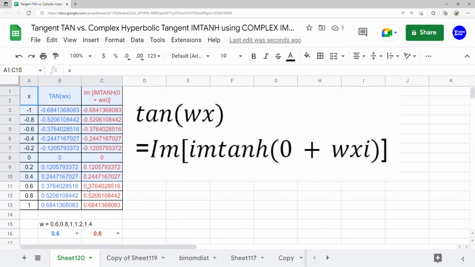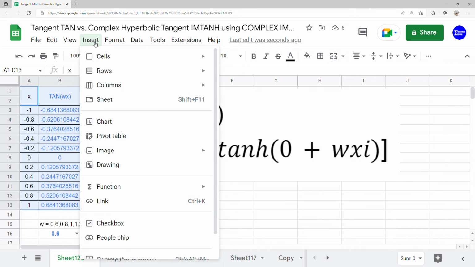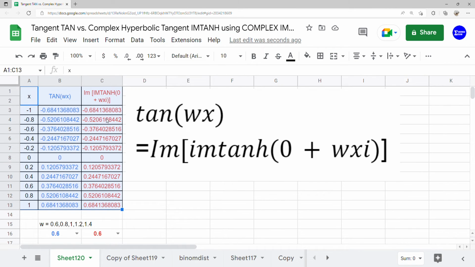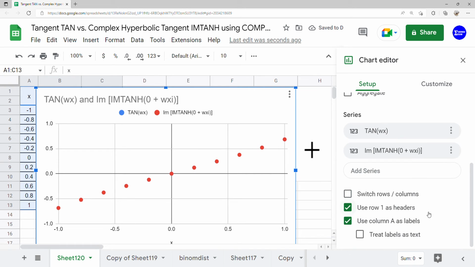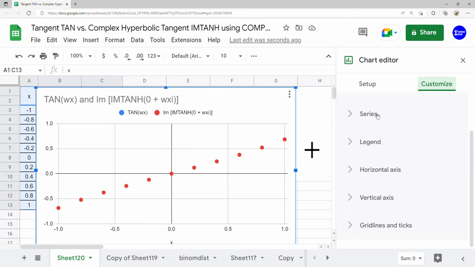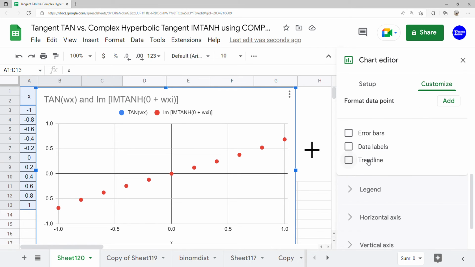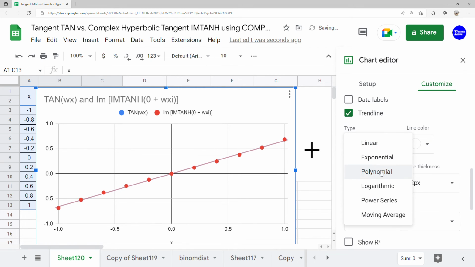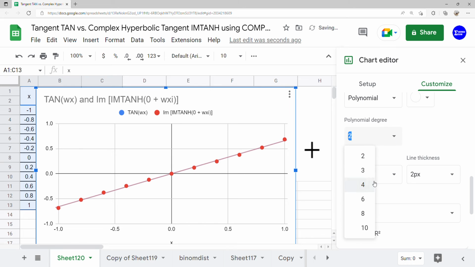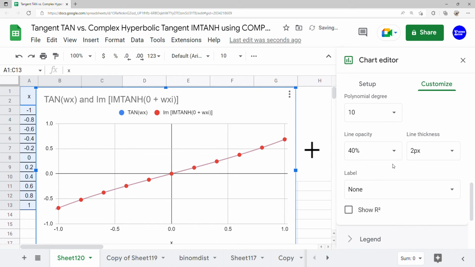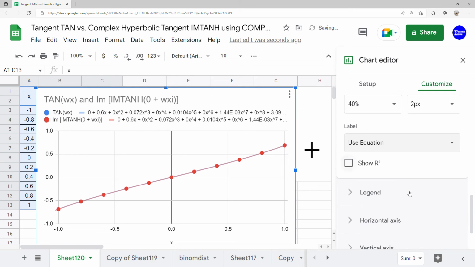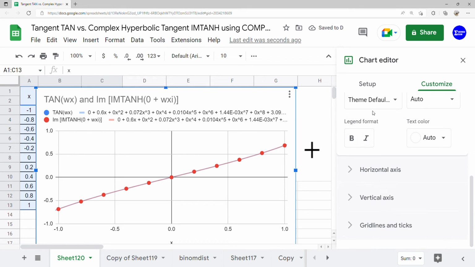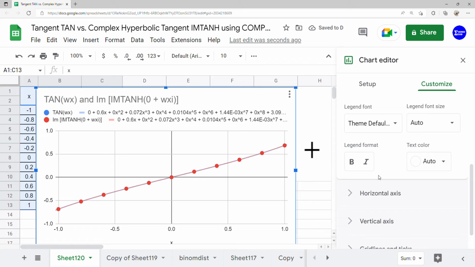And we'll chart this. Insert chart. And we use scatter chart and show the trend line. Series, the trend line, the type polynomial, the degree tenth. For the label, use the equation. And for the legend, position at the left.